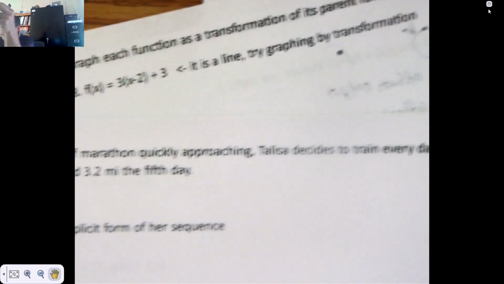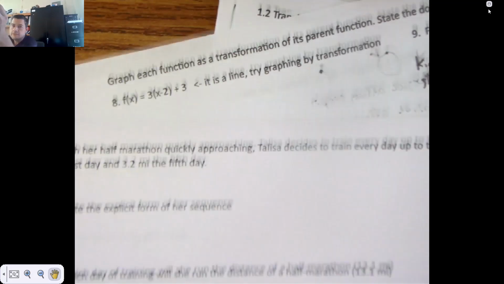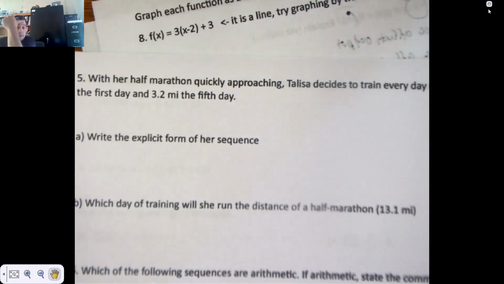So with our half marathon quickly approaching, I know we got some kids in cross country. Maybe this will have some meaning to you. Talisa decides to train every day up to the day of the race. She plans to run 2 miles the first day and 3.2 miles the fifth day. Write the explicit form of her sequence.